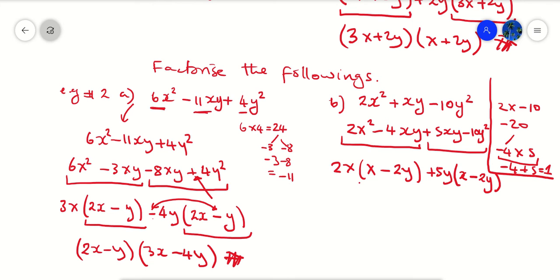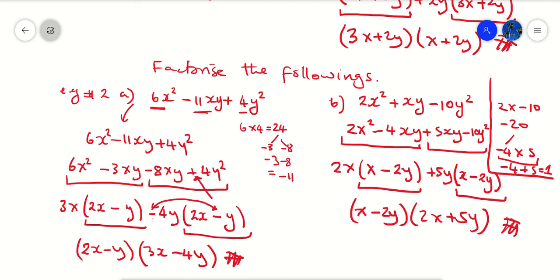Look at it. I've got this bracket and this bracket. They're exactly the same. Pull it outside. I'll have x minus 2y. Then what will I be left with here? It will be 2x plus 5y, which is this one here, and this will be the end of this. So you can see it is a similar way to when we were factorizing a quadratic with a single variable. I'm going to do example number 3, and then I will put some exercises for you to try for yourself.